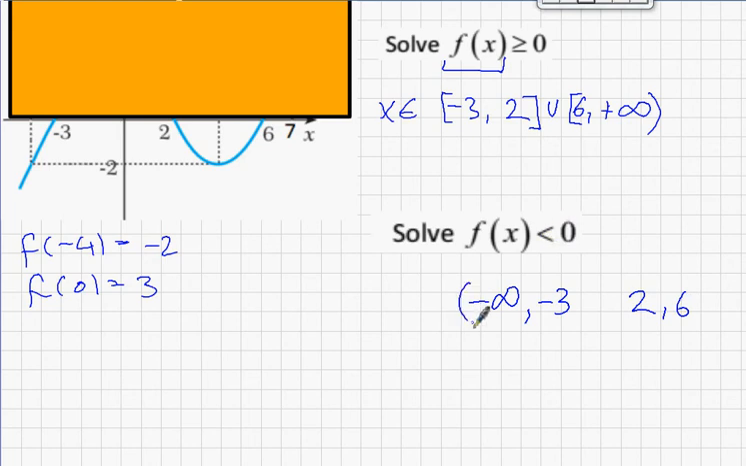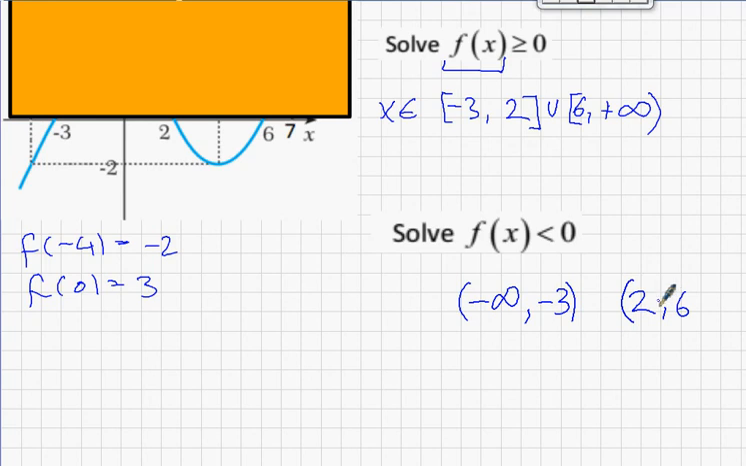First, I cannot include minus infinite because we don't know what it is. Now, minus 3. When x is minus 3, the result is going to be 0. That's why we cannot choose the number minus 3, but we can choose anything before it. We can choose anything before it, like minus 3.1. Also, the number 2, f of 2 makes it 0. That's why we can also not choose 2. But we can choose any number after 2, like 2.0001. We can choose that number.